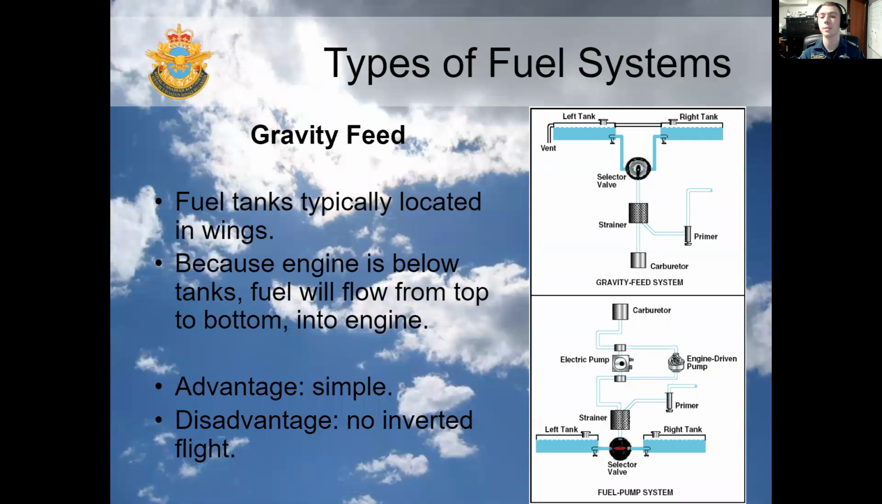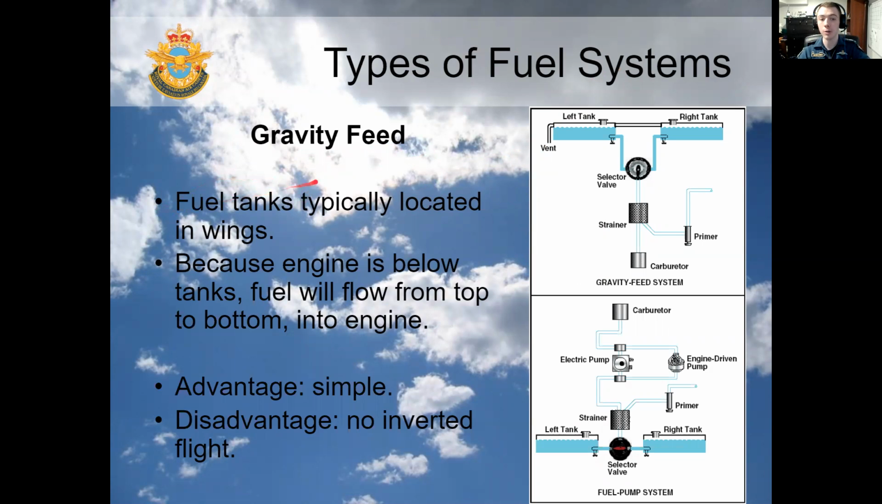So types of fuel systems. We have 2 general types, and they're kind of analogous to the types that we were discussing for our sump pumps. So for our fuel systems, we have our gravity fed, and we have our force fed. Or sorry, we have our gravity fed, which is like the wet sump, and we have our fuel injected.